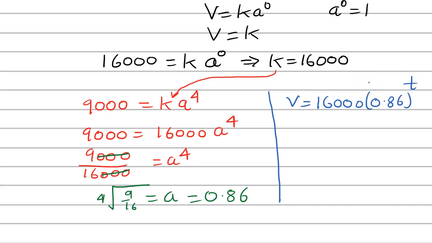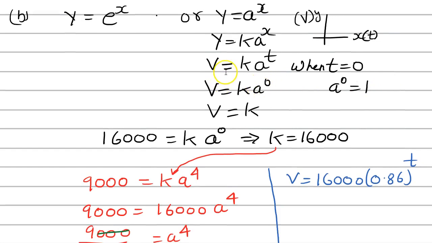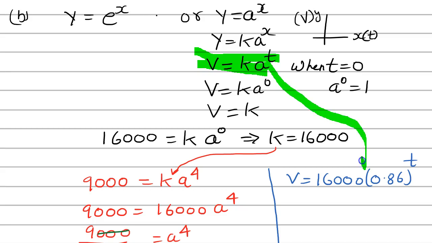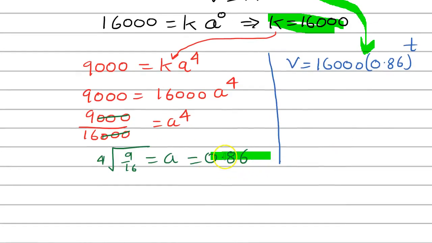If you see here, V is equal to K a to the power t. This is coming from here. V is equal to Kat. So K is 16,000. Here it is, K is 16,000. A we have calculated as 0.86. And T is 3 years. So we are going to put 3 here. So V equal to 16,000 times 0.86 to the power 3.